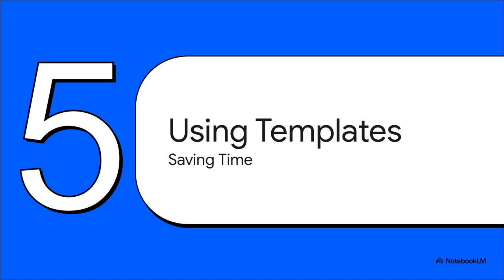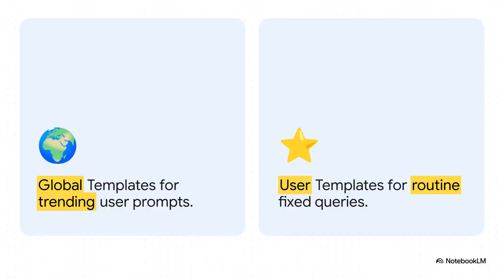And finally, step 5, saving time with templates. So we've seen how fast the process is, but how do we automate this exact workflow so you don't even have to type out the same question tomorrow? The system intelligently supports 2 types of templates to put your day on autopilot. First, you have global templates. The system actively monitors trending user prompts based on your specific hierarchy level, whether you're DO, RO, or CO, and displays them for you. So you can see what your peers are querying and leverage their best questions.